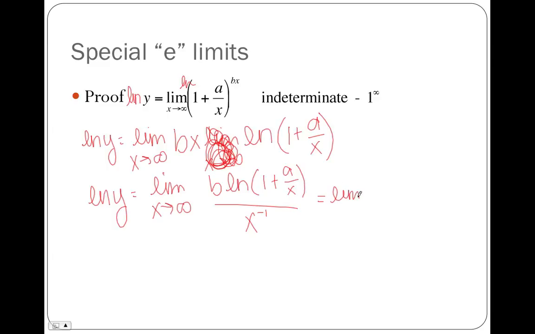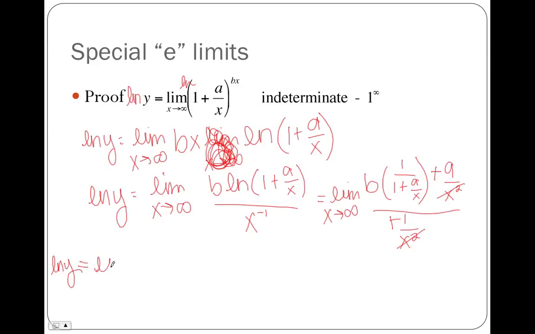I can L'Hopital now. And I have b times the derivative of this, which is 1 over 1 plus a over x, times the derivative of the inside, which is negative a over x squared, over the derivative of the denominator, which is negative 1 over x squared. The negatives divide out, the 1 over x squareds divide out, and I'm left with natural log of y is equal to the limit as x approaches infinity of, I have a times b in the numerator over 1 plus a over x.